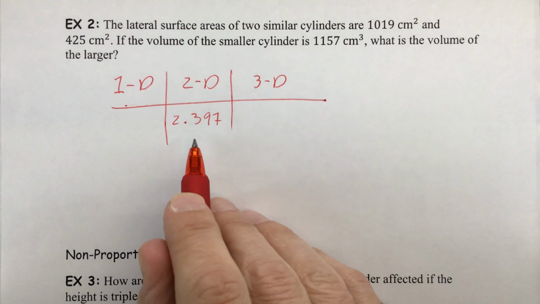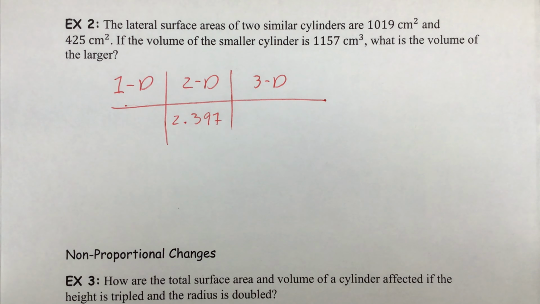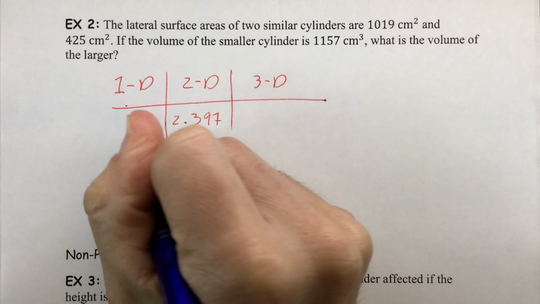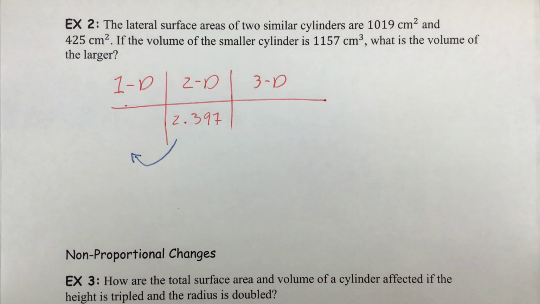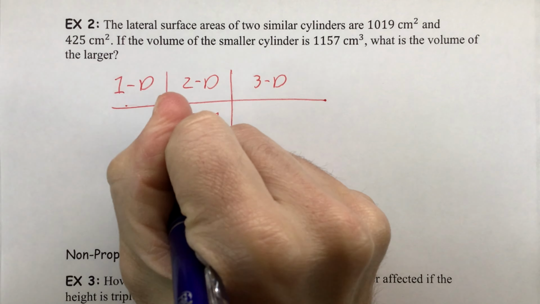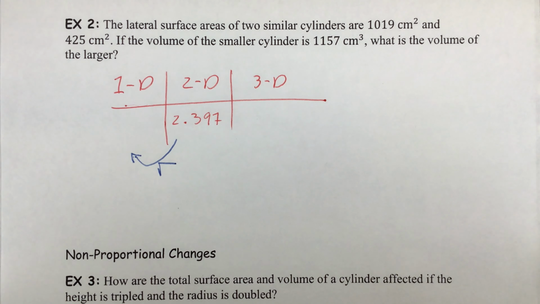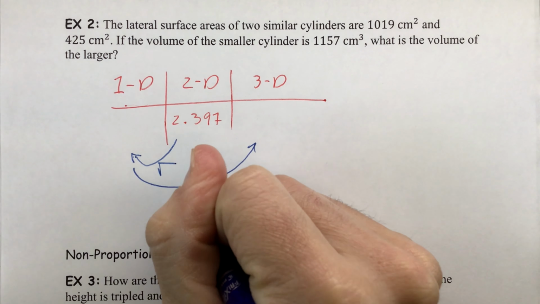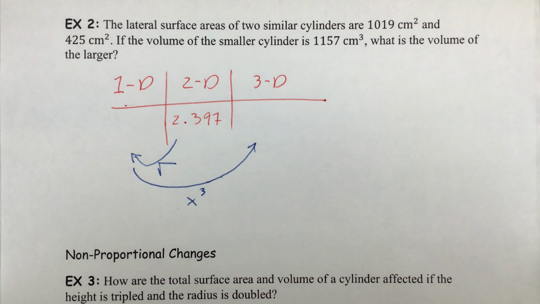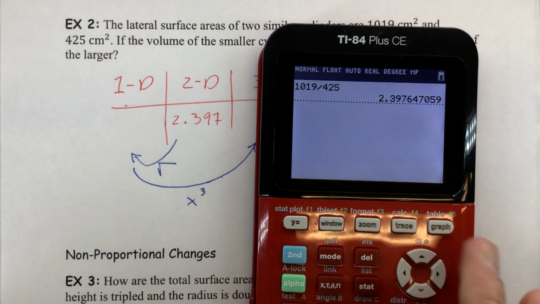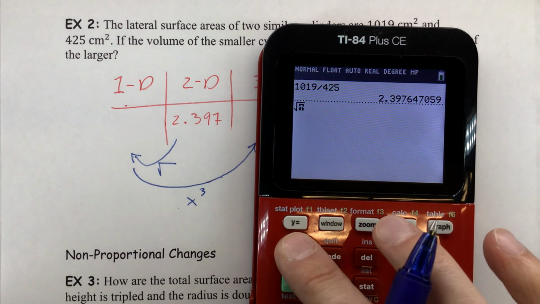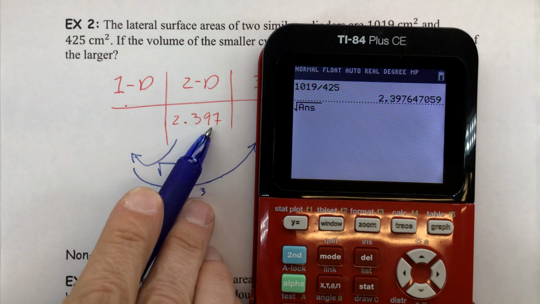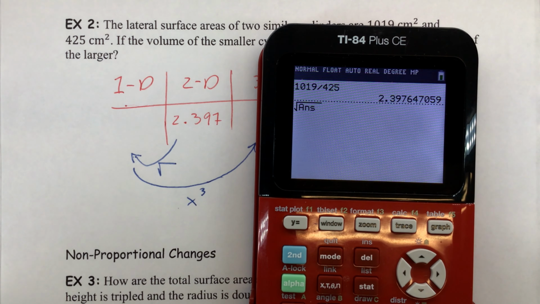Okay, but we cannot go directly from here to there. What we're going to need to do is backtrack. We're going to go this direction. We're going to figure out what the 1-dimensional scale factor is by taking a square root. Once we have that number, we can then go this direction by raising to the 3rd power. Okay, and what I'm actually going to do is just build off of the number that I have in the calculator. Okay, so I'm going to take this and square root it. Okay, so I wrote it down as 3 decimals, but I'm actually going to square root the whole thing, which is going to give me this number.